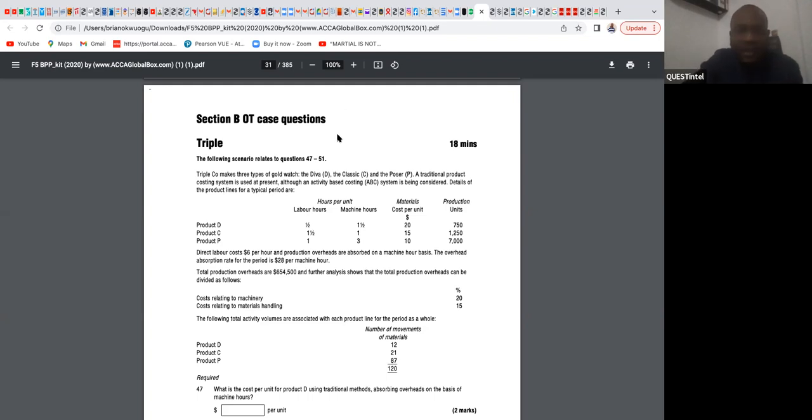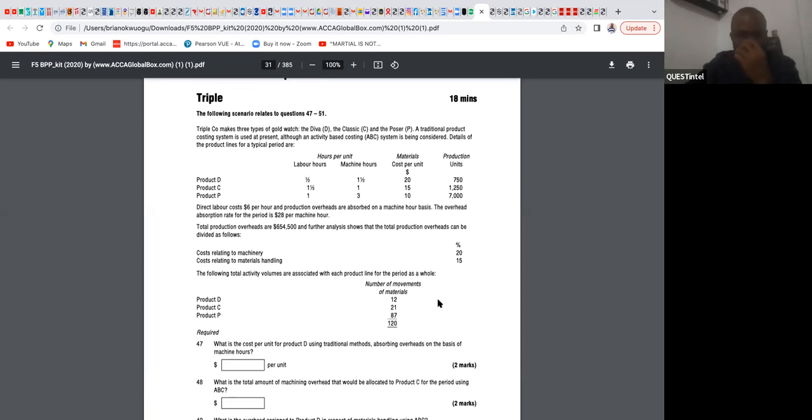Let's see. The number of machine hours 1.5, the number of units 750, then 250, and 3, 7,000. Okay, they didn't give us our total overhead. Yes, see, the total production overhead is 654,500. So we can check this 28 out just because we are practicing. Under exam conditions, definitely we won't care. They've given us 28, we'll use the 28. But let's see how they got this 28.